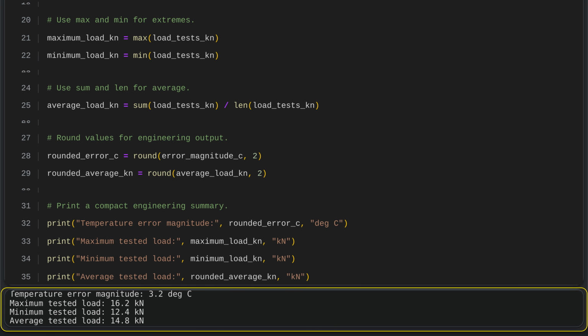This script uses built-in Python functions to summarize engineering test data. It finds the temperature error and its absolute magnitude, then analyzes beam load results by identifying the highest and lowest loads and calculating the average. The rounded results are printed in a clear summary for engineering reporting.